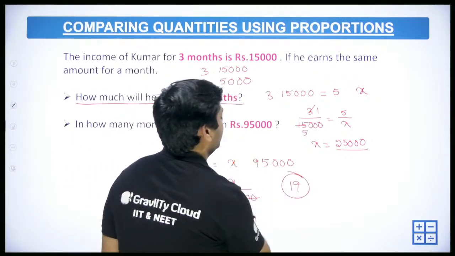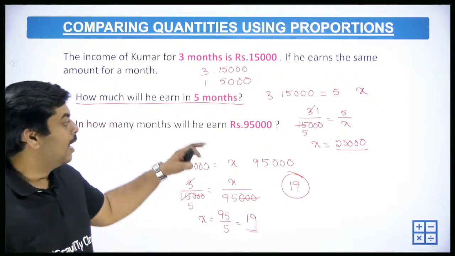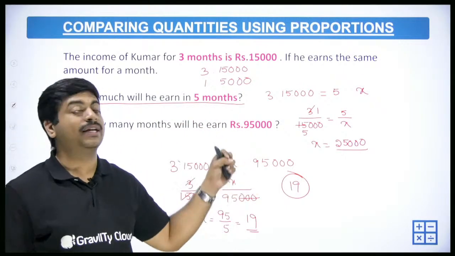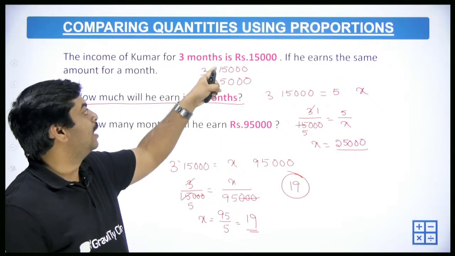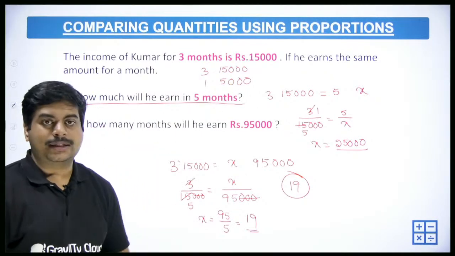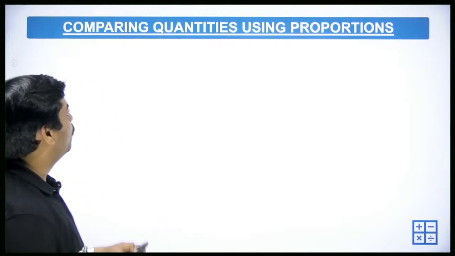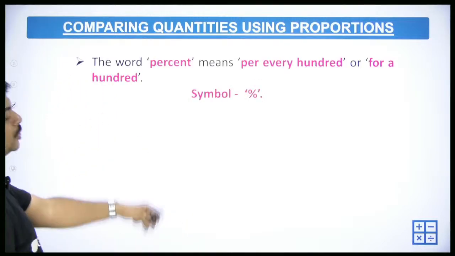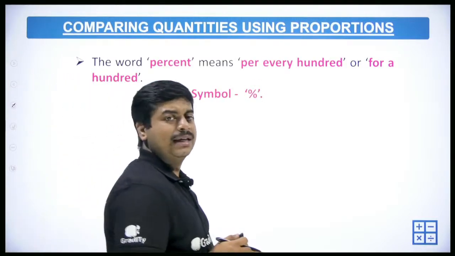He takes 19 months to earn 95,000 rupees if he is earning at the rate of 15,000 rupees per 3 months. Right, so this is what we discussed in the last class. Once again, let's continue with more applications. The word percent, yes, even percentage, we started in the last class, right?